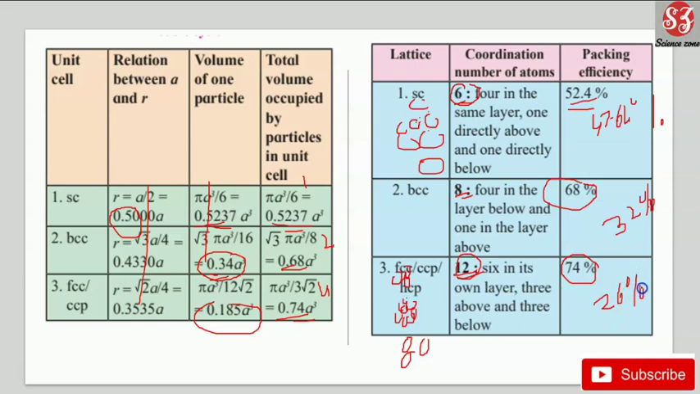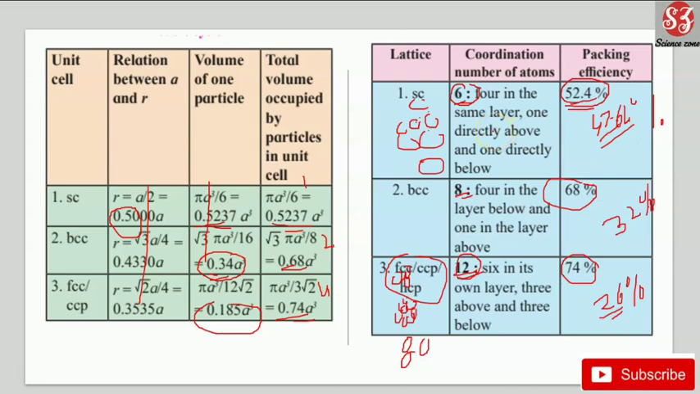and the free space is only 26%. So if you compare this, which one is the best solid, or which unit cell will give the best solid? That unit cell will be FCC or HCP or CCP. This unit cell is the best one because here the packing efficiency is more, and the more the packing efficiency, the stronger the solid, and the empty space is less. And which one is the least good unit cell? That is the simple unit cell. In that the packing efficiency is only 52.4% and the free space is very much, which makes the solid weak.